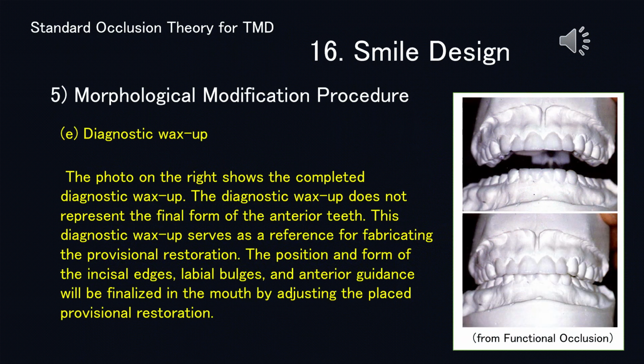E. Diagnostic wax-up. The photo on the right shows the completed diagnostic wax-up. The diagnostic wax-up does not represent the final form of the anterior teeth. This diagnostic wax-up serves as a reference for fabricating the provisional restoration. The position and form of the incisal edges, labial bulges, and anterior guidance will be finalized in the mouth by adjusting the placed provisional restoration.